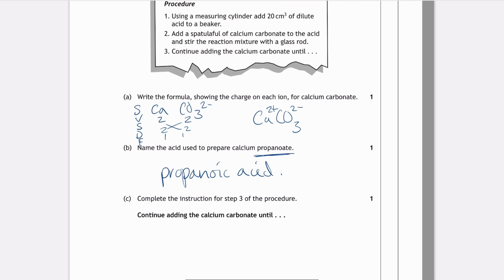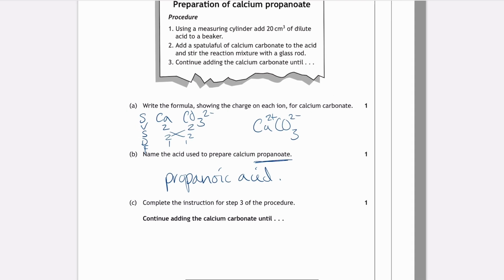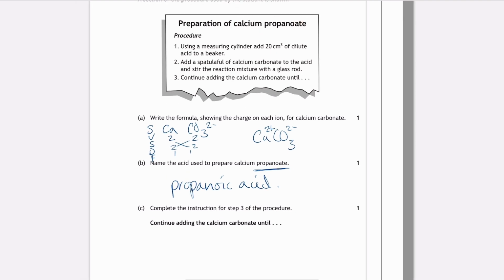And then for finishing off with instruction 3, if you're adding a carbonate for a neutralization, which is what this is because you're preparing a salt, carbonate is useful because it will fizz, so carbon dioxide will be produced when the carbonate reacts, so you'll know that your reaction is finished or you don't need to add any more calcium carbonate if the substance stops fizzing. So all you would really have to say here is continue adding the calcium carbonate until there is no more fizzing.